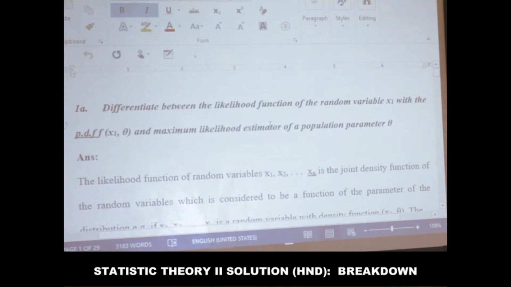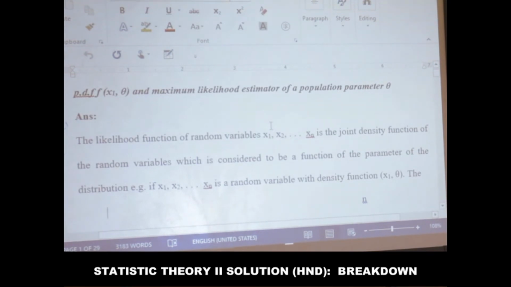Now we have question 1. 1A says: differentiate between the likelihood function of the random variable x1 with the PDF of the function f(x1, theta) and the maximum likelihood estimator of a population with parameter theta. Now, the solution to that problem is very simple.